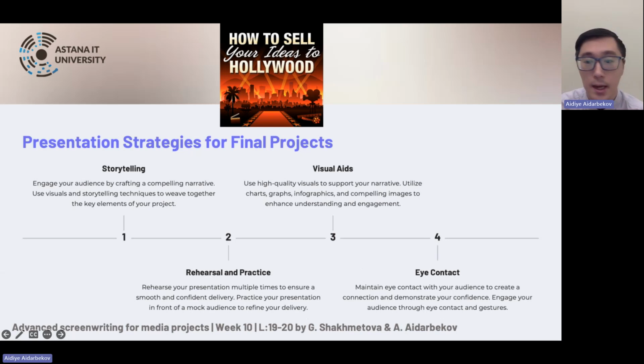Okay, next one is eye contact. Here, you need to maintain eye contact with your audience to create a connection and demonstrate your confidence. Engage your audience through eye contact and gestures. So here again, these are presentation skills, how you deliver information. Mostly, some of the producers or investors are not interested in story, but they want to see some entertainment, because we are working in the entertainment industry, and media technology, media, is one of the main keys to deliver this information.